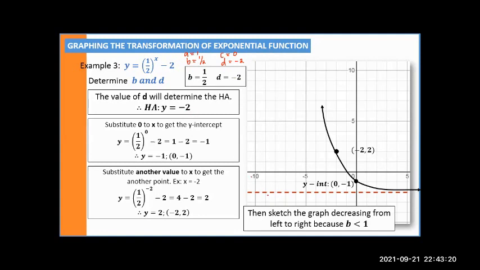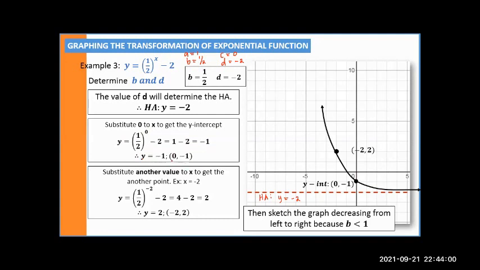So, i-graph na natin siya agad. So, ito yon 2 units below 0. This is HA. Y is equals to negative 2. So, dyan magiging asymptotic yung graph natin. Again, mag-substitute tayo ng 0 to x to get the y-intercept. Ito yung original function natin. Mag-substitute tayo ng 0, magiging y is equals to 1/2 raised to 0 minus 2. Ang 1/2 raised to 0 ay 1, kaya magiging 1 minus 2. The answer is negative 1. Yan ang value ng y, negative 1.